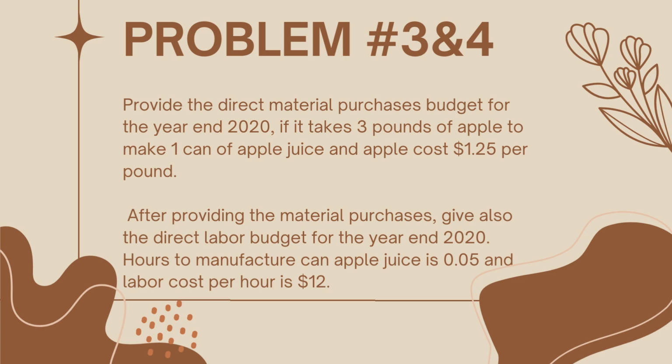So on the next slide, these are problems 3 and 4. Provide the direct material purchases budget for the year end 2020 if it takes 3 pounds of apple to make 1 can of apple juice and apple cost is $1.25 per pound. And after providing the material purchases, give also the direct labor budget for the year end 2020. Hours to manufacture canned apple juice is 0.05 and labor cost per hour is $12.